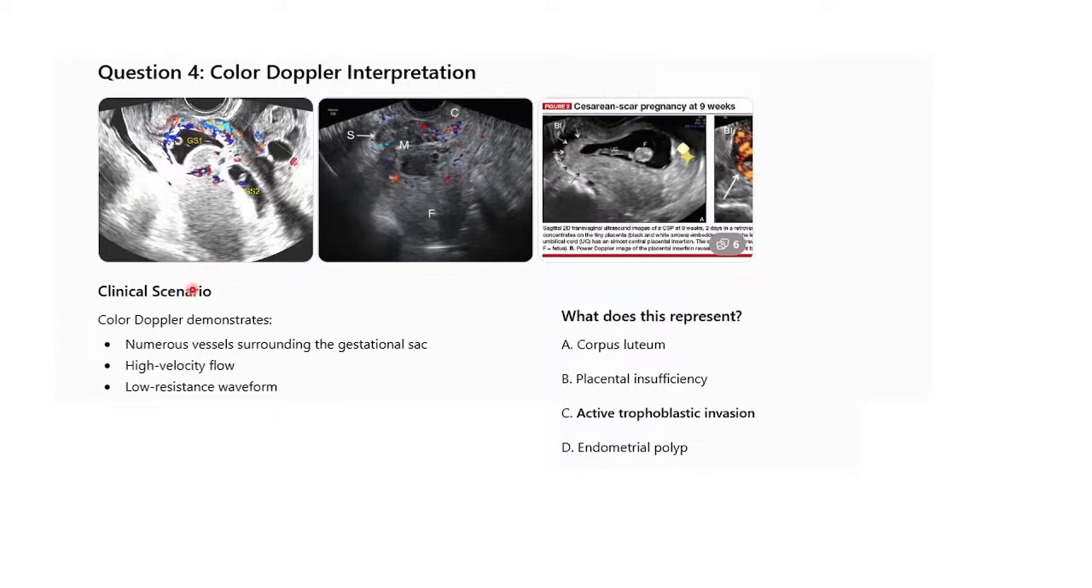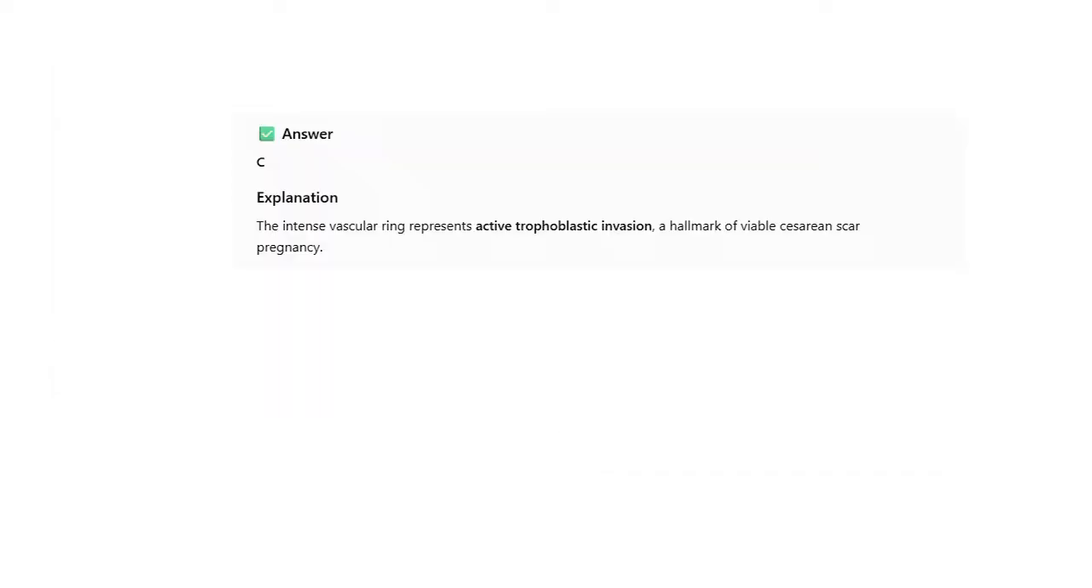Color Doppler interpretation. Clinical scenario: color Doppler demonstrates numerous vessels surrounding the gestational sac, high velocity flow, low resistance waveform. What does this represent? A. Corpus luteum. B. Placenta insufficiency. C. Active trophoblastic invasion. D. Endometrial polyp. So the correct answer is C. The intense vascular ring represents active trophoblastic invasion, a hallmark of viable cesarean scar pregnancy.